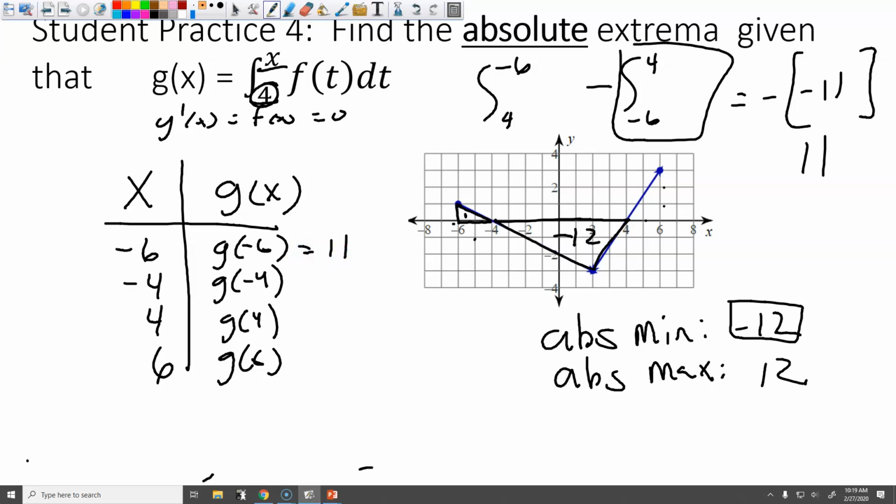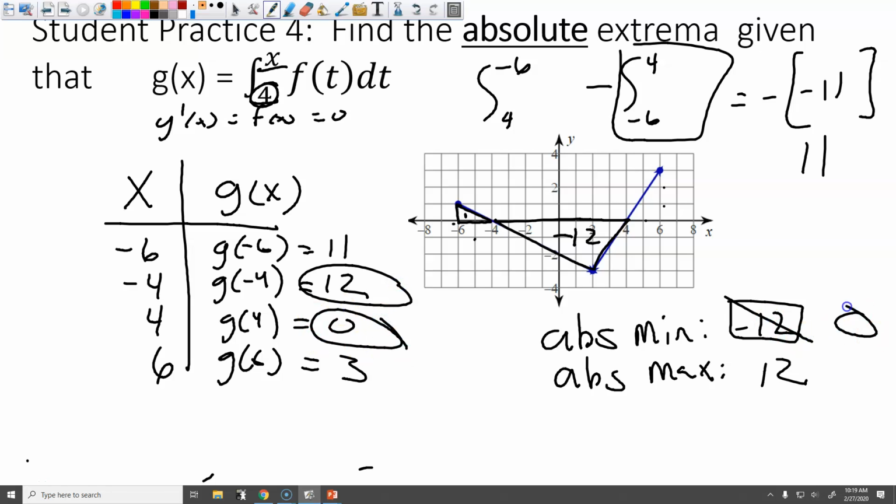Now, I'm not going to do the rest of them, but if you had done the rest correctly, you would end up with 12, 0, and 3. And so we could see that our absolute max is 12, but our min is actually 0. Okay? So, let's go ahead and proceed on to another type of question.